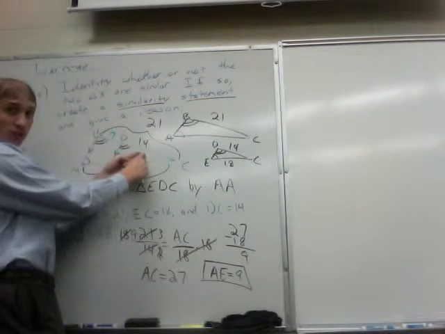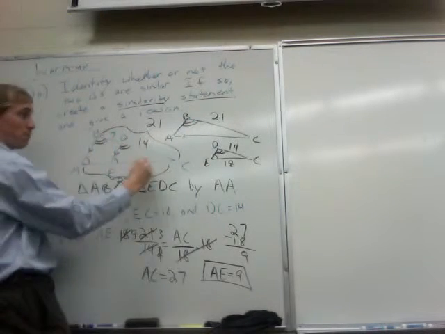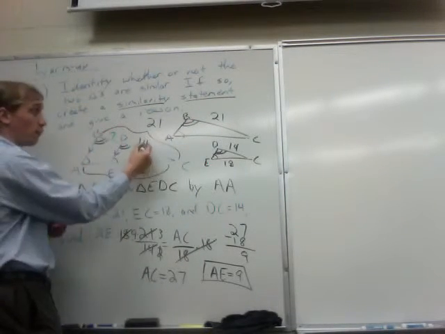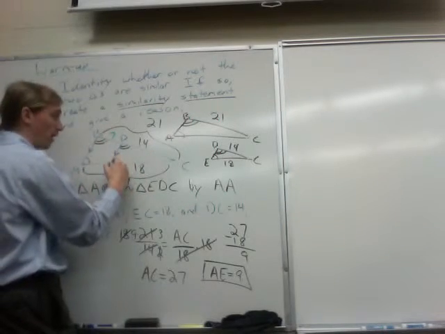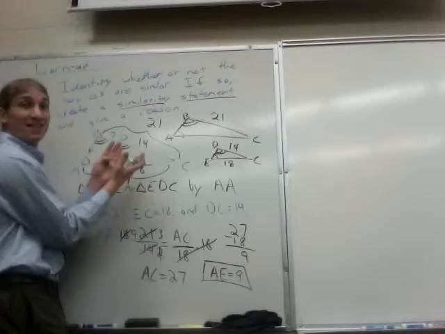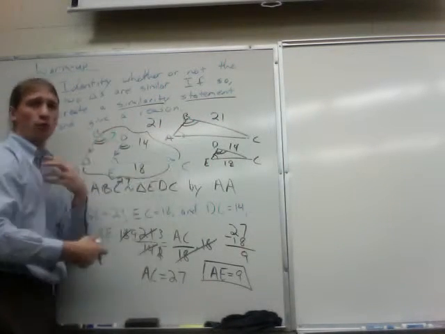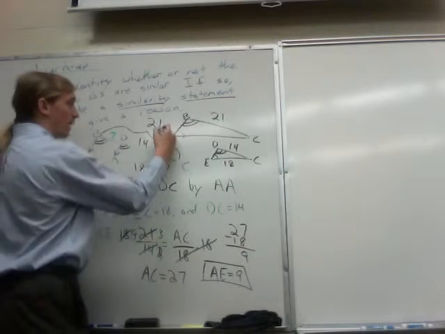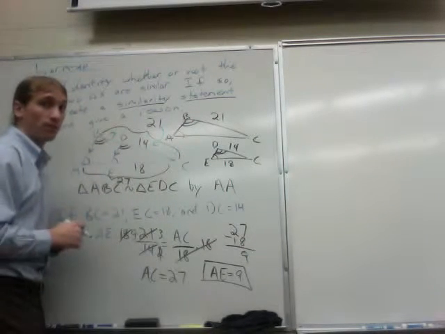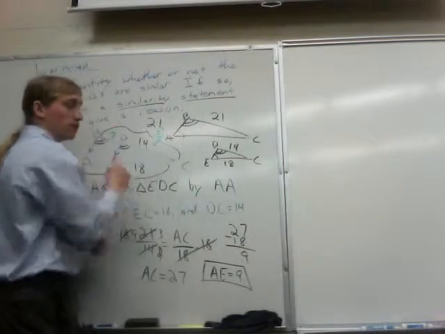So let's first think about 14 compared to 21. 21 was part of this bigger triangle, ABC. 14 is part of the smaller triangle, EDC. So I want to think about this smaller triangle being like a dilation of the bigger triangle. What turns 21 into 14? What scale factor would dilate 21 down to 14? Hopefully we can see that that would be a 2/3 scale factor.